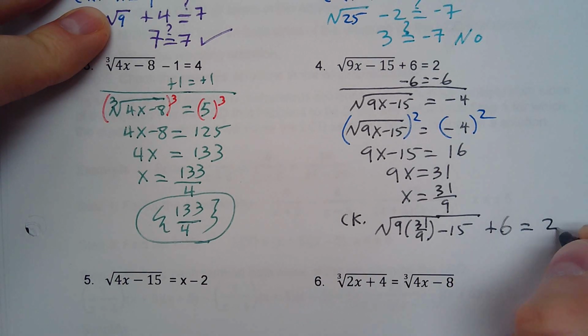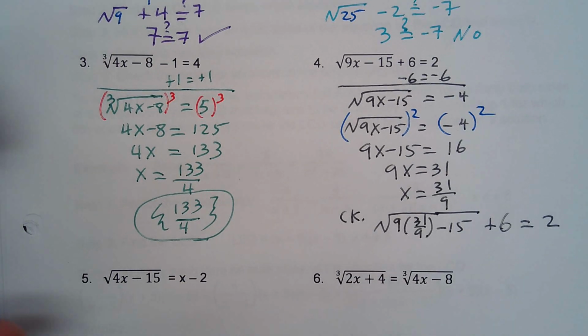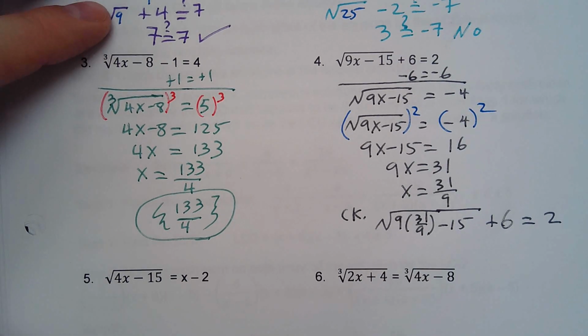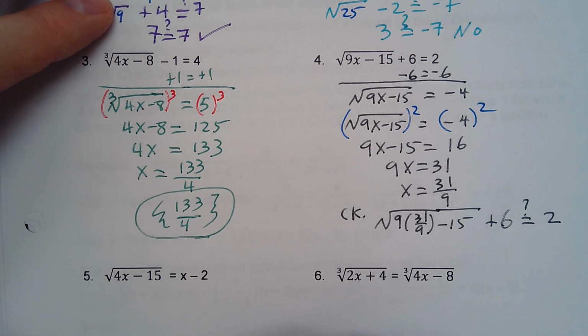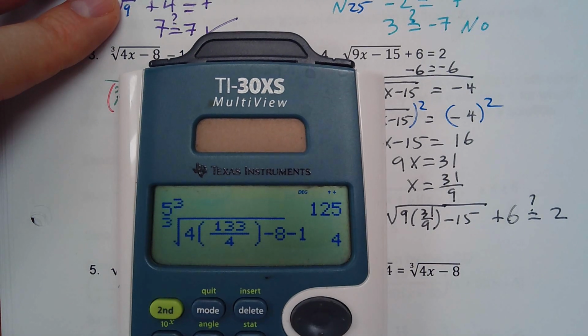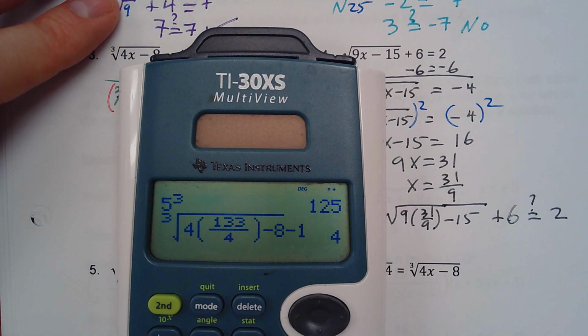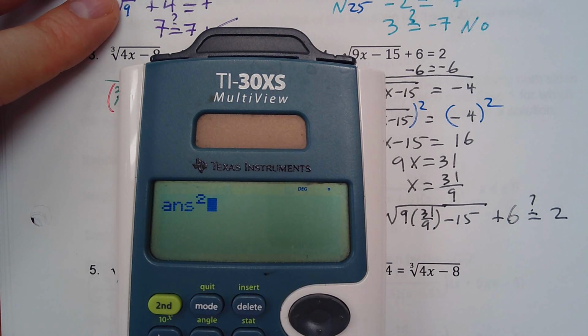And I want to see if all that is equal to 2. That's our question mark. Okay, well, again, I don't really want to do that by hand, so we'll make our calculator work. That's the square root. Oops, my bad.